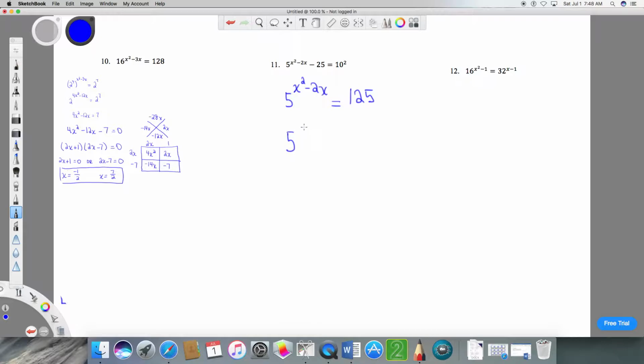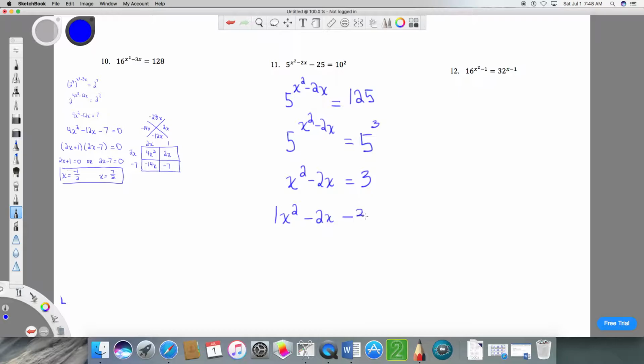So I have a base of 5 on the left-hand side, and a base of 5 on the right-hand side. If the numbers are the same and the bases are the same, the exponents must be the same. So I have a quadratic equation. So don't forget to get it in standard form, to have it set equal to 0.